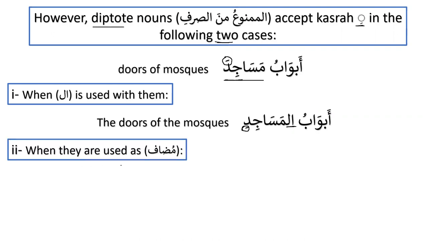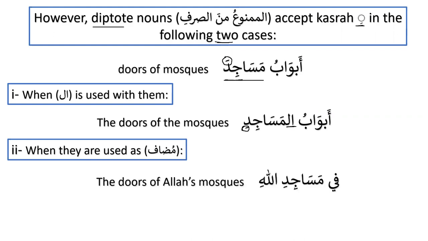Number two, when they are used as mudaf. When we say fi masajidillahi, we can see that masajid is mudaf and lafz al-jalala is mudaf ilayh. And before that we have harf jar, so we can see that now it can accept kasra, so we say fi masajidillahi. When we say abwabu masajida, it does not accept kasra because here it is used as mudaf ilayh. But when it is used as mudaf, for example, masajid is used as mudaf, then it can accept kasra.